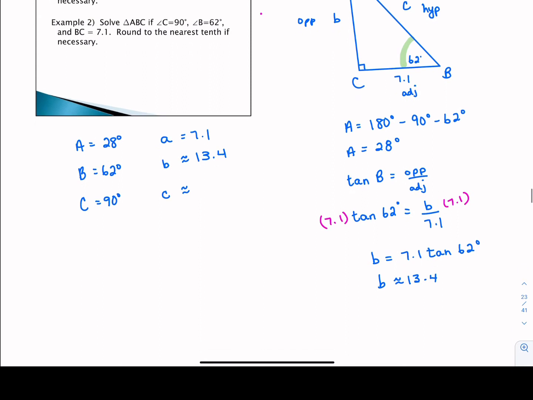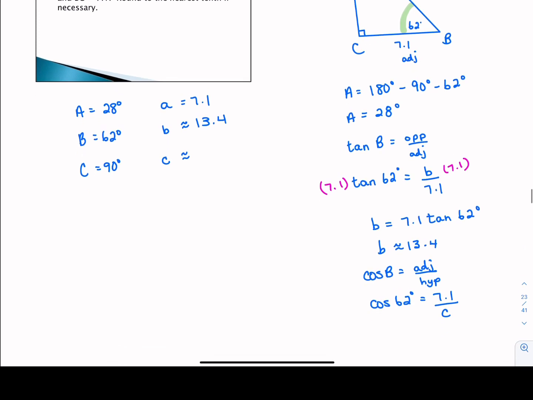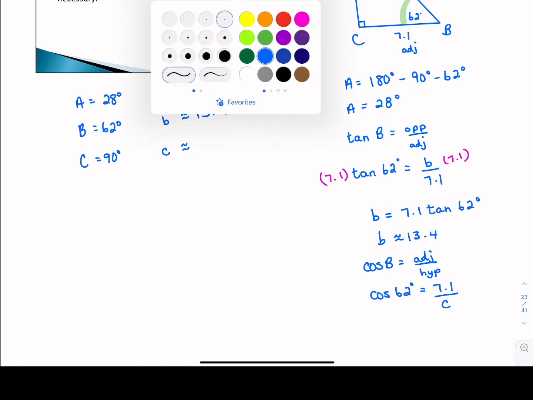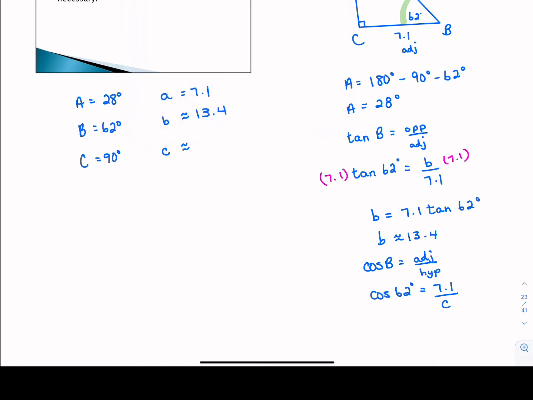So what we would say next is that the cosine for angle B as our reference is the adjacent side divided by the hypotenuse. So again, cosine of 62 degrees is going to be the adjacent side of 7.1 units divided by the missing hypotenuse, which we can call C. So this is another equation with a fraction in it. So we can clear fractions. If you're comfortable with a cross multiply and divide process, you're welcome to do that as well. Otherwise, we can say, let's multiply both sides by C so that it clears the fraction.